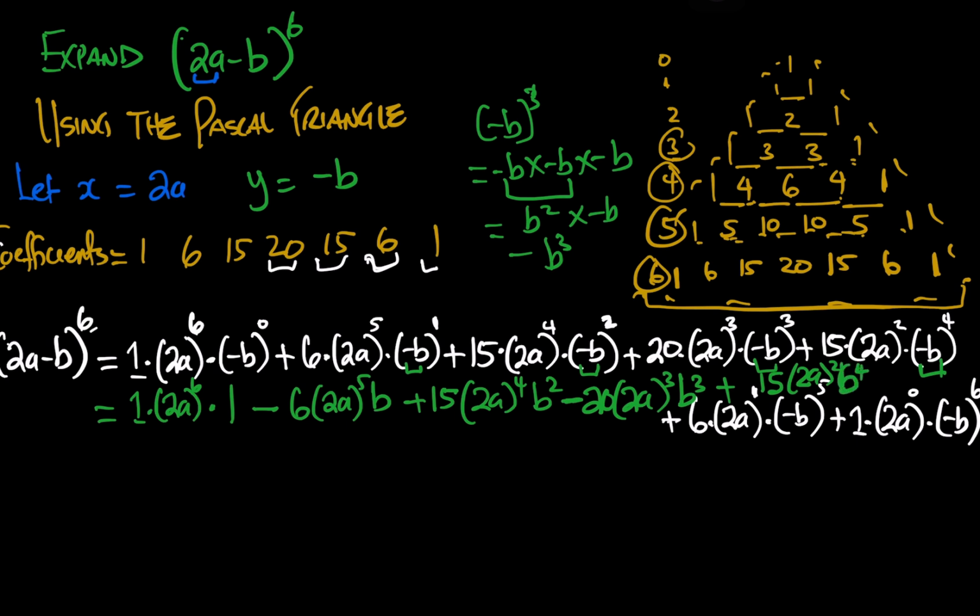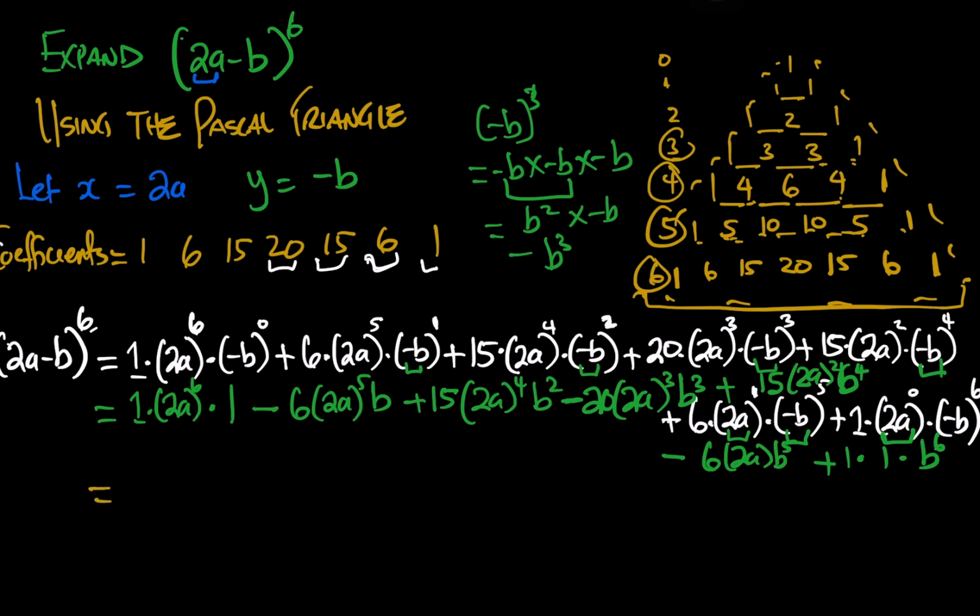And then here, this is going to be negative. So we're going to have negative 6 times 2a. Well, this is to the power 1. Can you see that? To the power 1. So we're going to have negative 6 times 2a times b to the power 5, like this. And this is also going to give a plus 1 times 1, because any number raised to the power 0 is 1. And then times b to the power 6.